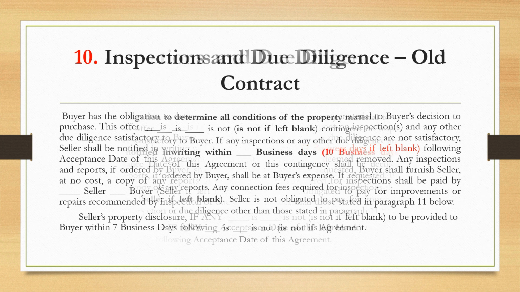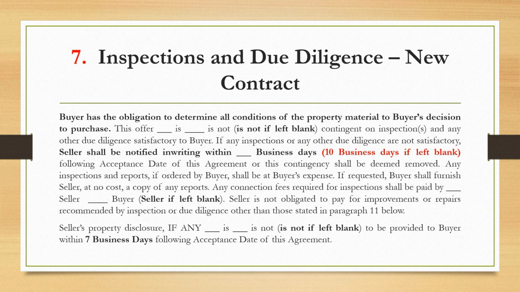We have revised that in 2 ways. We've moved that paragraph up to paragraph number 7, which was formerly where we had the termite paragraph, and now we've extended the due diligence period to 10 business days rather than the 7 business days you had under the old contract. I'll explain why we did that when we get to the termite section, because they kind of correspond now.